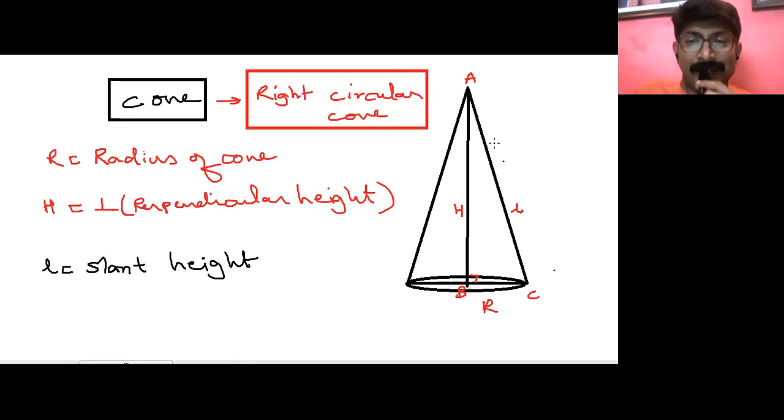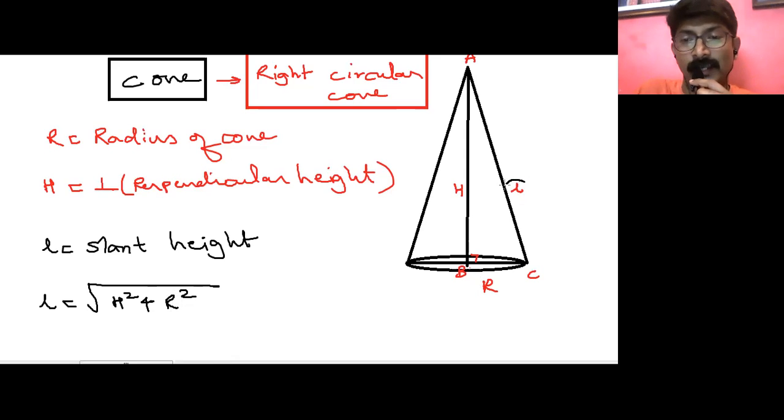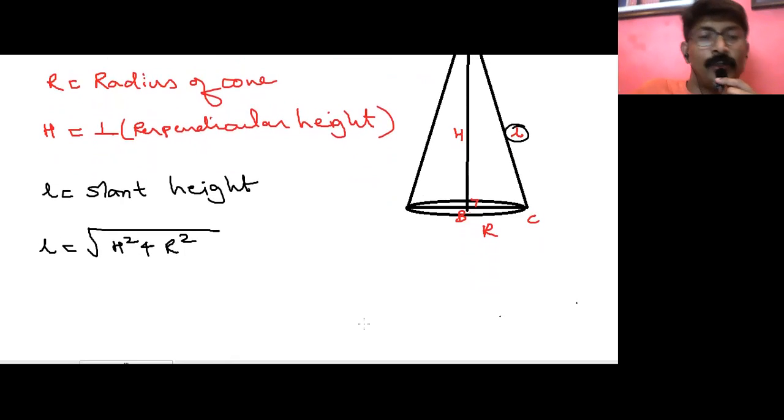Since ABC is a right angle triangle, we can use the Pythagoras theorem. Lateral height is equal to the square root of h square, first side square, plus second side square. So that is the way to calculate the lateral height. Are you getting it? Okay. Now moving further, we have to write down three formulas. What is the volume of the cone?